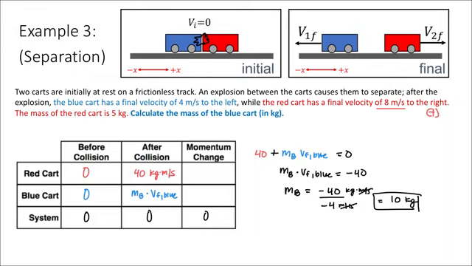You could have also, once again, seen this as the red car gained 40. That was positive 40. And that means that the blue car had to lose 40. And so if it started at 0, essentially, then 0 minus 40 would be equal to the momentum afterwards, or in other words, the momentum after would be equal to negative 40. Okay, so again, two different ways of solving this problem, but using the table makes it a huge help. All right, let's take a look at one more example of a separation.